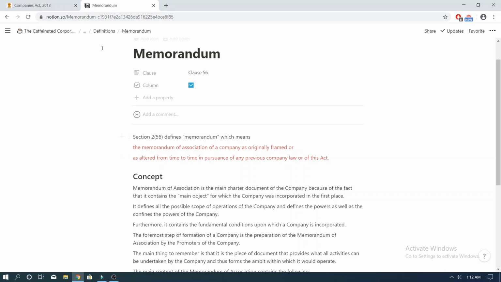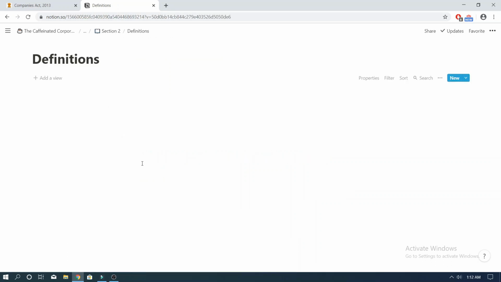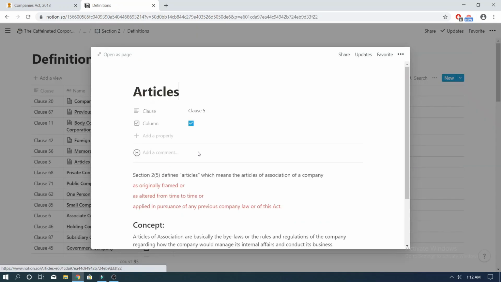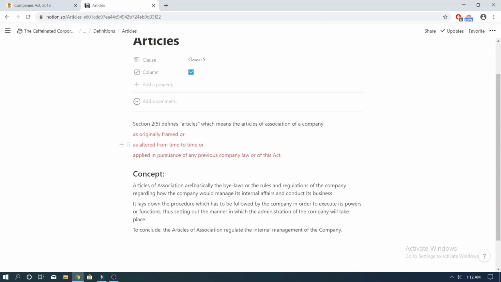Now, let's see the second charter document of the company, which is the Articles of Association. Section 2 Clause 5 defines the Articles of Association of the company. The articles means the Articles of Association of a company as originally framed or as altered from time to time or applied in pursuance of any previous company law or of this act. Again, this is a very crude definition. If you think of Memorandum of Association as what, then think of Articles of Association as how.